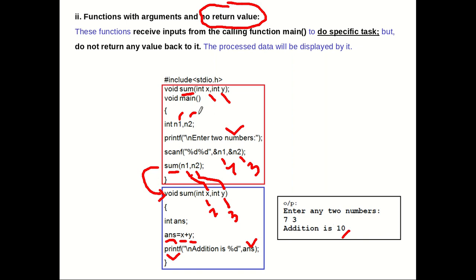So here the function is called by passing parameters. The function takes some parameters, but after performing all the operations, the function does not return any value back to the main program. This type of implementation is called a function with arguments and no return value.